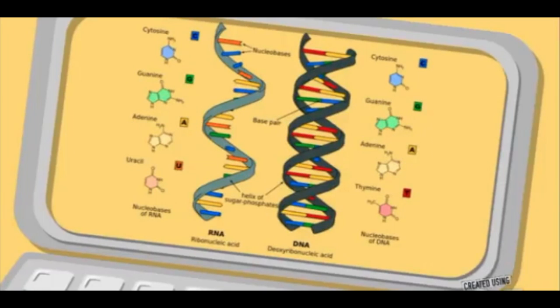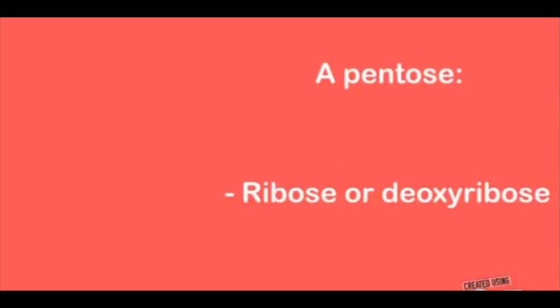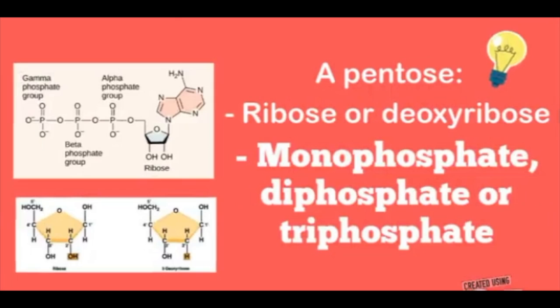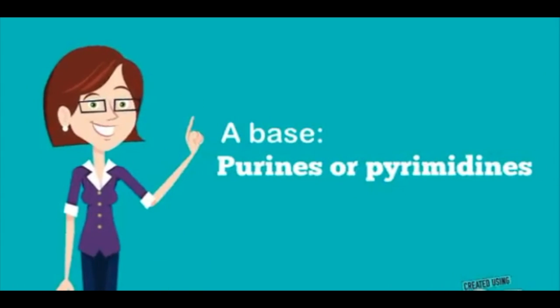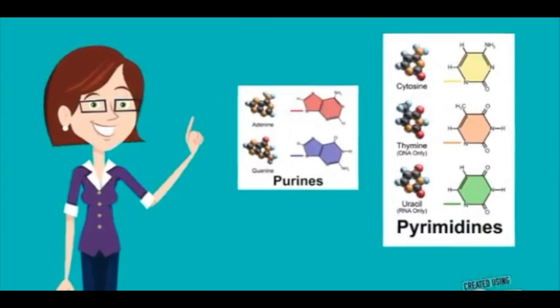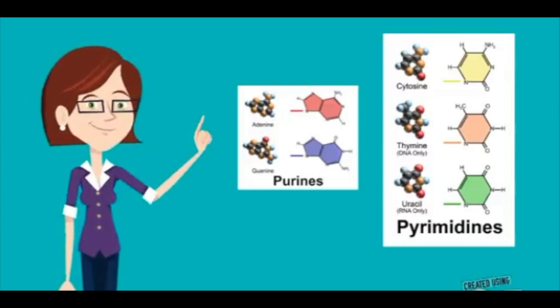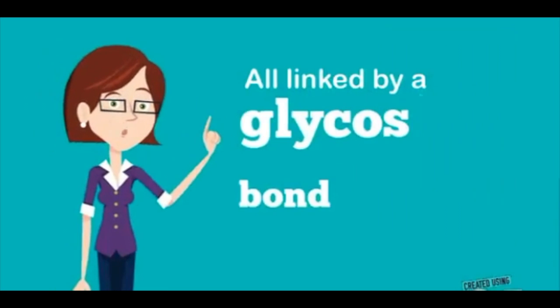DNA is a molecule that is made up of a pentose, which can be ribose or deoxyribose, depending on whether it has a group OH or an H on carbon 2, and monophosphate, diphosphate, or triphosphate depending on the number of phosphates it contains. It also has a base, which can be purine, either adenine or guanine, or pyrimidine, whether cytosine, thymine, or uracil. Both are linked by a glycosidic link.